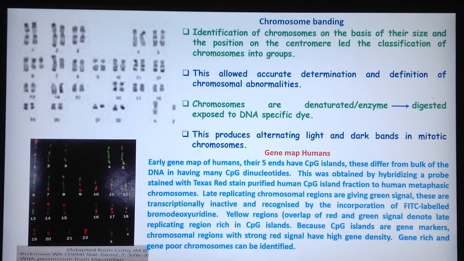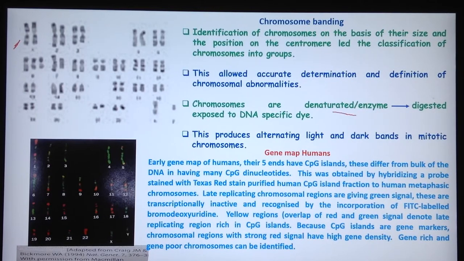Now we'll be talking about chromosome banding. Chromosome banding was the cytogenetic map in which metaphase chromosomes were mounted on the slide, and then several methods are there which tell us the banding pattern. In this, identification of chromosomes is done on the basis of their size and the position of the centromere, and that led to classification of chromosomes into groups. The largest chromosome in size is referred to as 1, and the smallest ones are sex chromosomes. This allowed accurate determination and definition of chromosomal abnormalities.